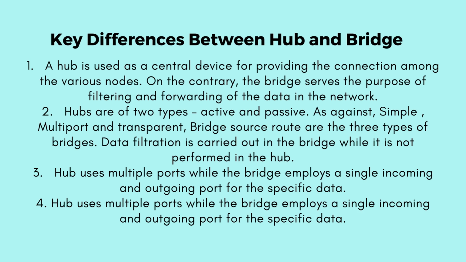Key differences between hub and bridge. Number 1. A hub is used as a central device for providing the connection among the various nodes. On the contrary, the bridge serves the purpose of filtering and forwarding of the data in the network. Number 2. Hubs are of two types, active and passive, as against simple, multiport and transparent bridges. Source route is the third type of bridge. Number 3. Data filtration is carried out in the bridge, while it is not performed in the hub. Number 4. Hub uses multiple ports while the bridge employs a single incoming and outgoing port for the specific data.